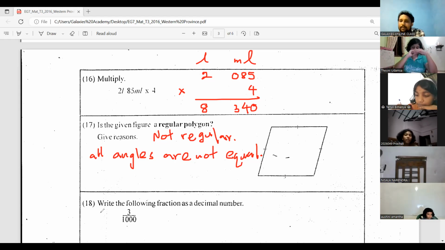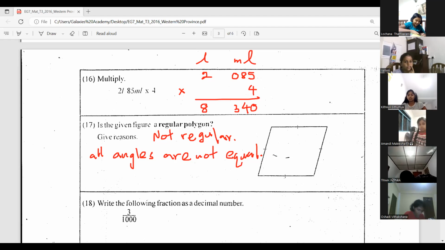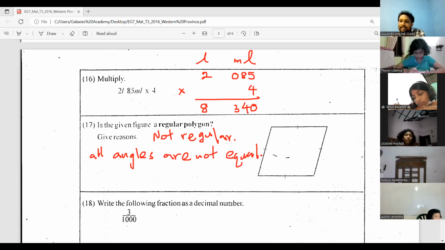Right. Number 18, look at. Write the following fraction as a decimal number. Aushini, do you remember the decimal writing method of a fraction? What is the answer for this one?